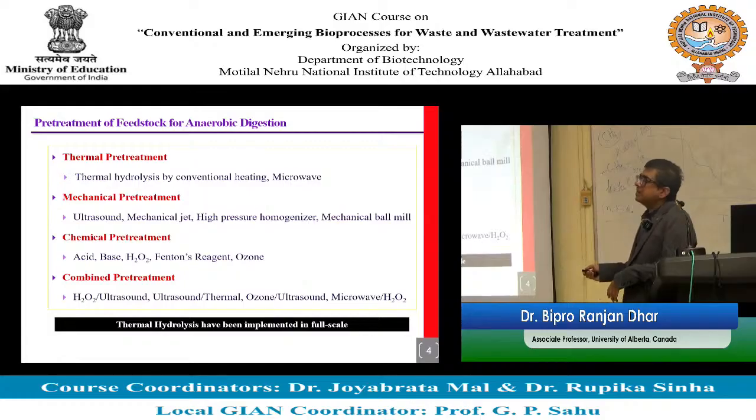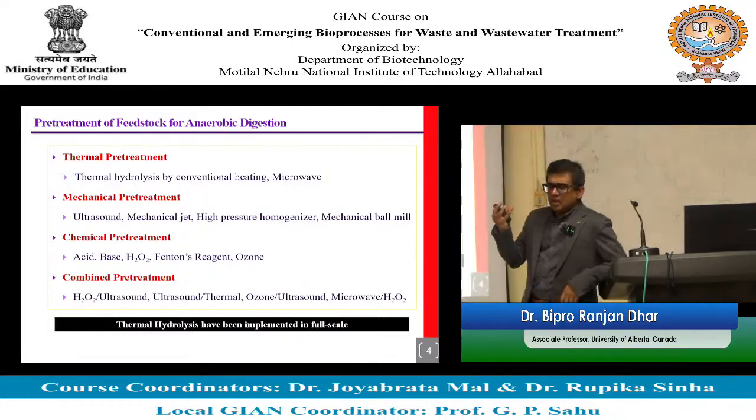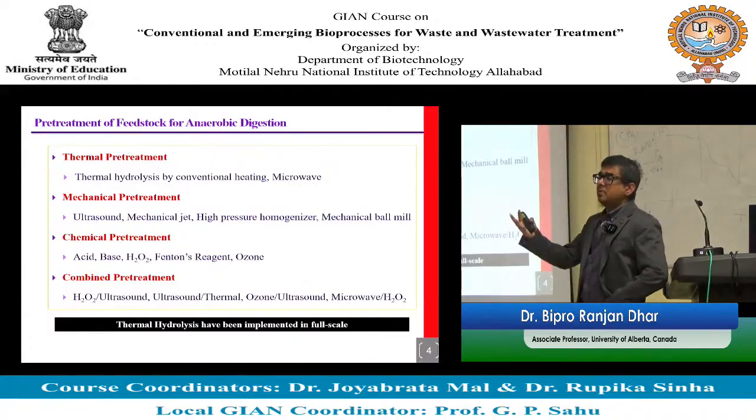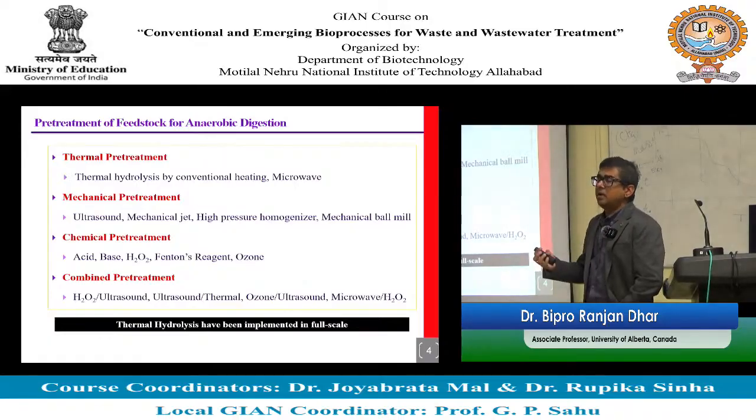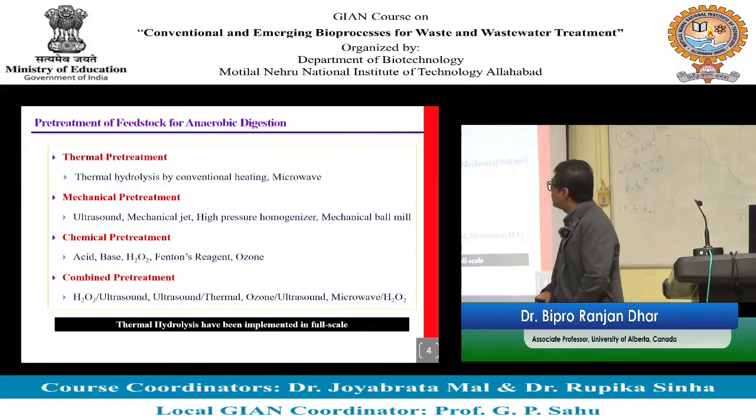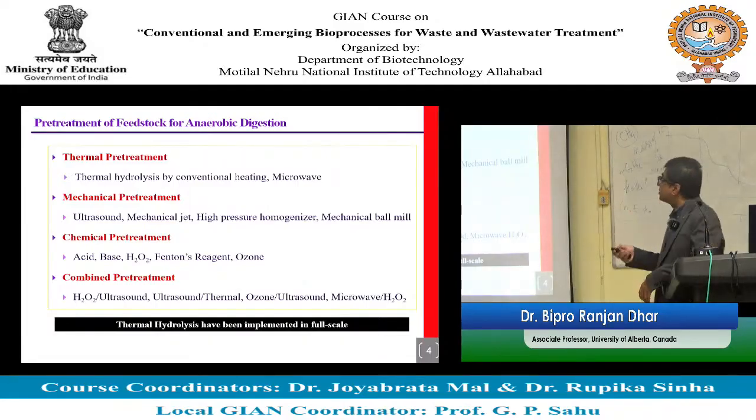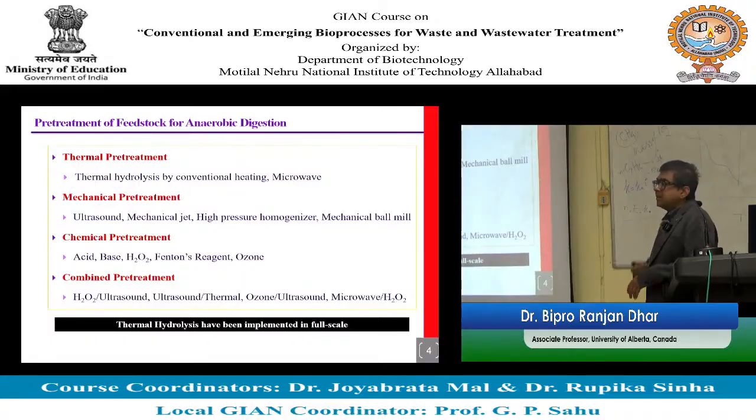There are other techniques that have been studied at lab scale. For example, ultrasound: you can use an ultrasound generator and create hydrodynamic cavitation bubbles. When those cavitation bubbles collapse, they create a very high hydrodynamic shear force on the feedstock, and the feedstock can be solubilized. There are other techniques, like mechanical jet, where you depressurize the sludge from high pressure, a high pressure homogenizer, a mechanical ball mill, and some other techniques.